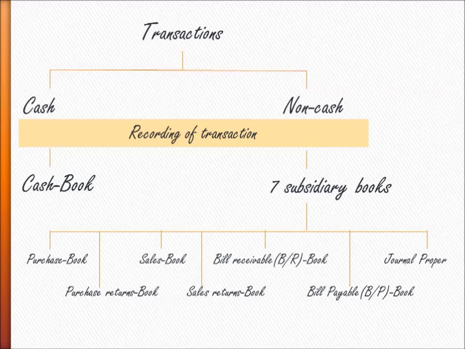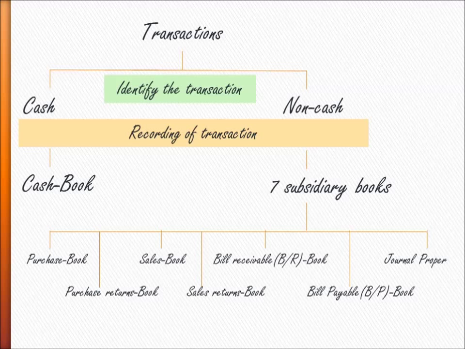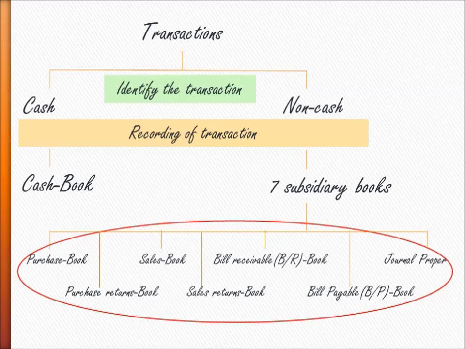So first of all, your job will be to identify the transaction, whether it is a cash transaction or a non-cash transaction. If it's a cash transaction, it will be noted down in the cash book. If it's a non-cash transaction, it will be recorded in one of these 7 subsidiary books. Sometimes the set of subsidiary books is called the journal.